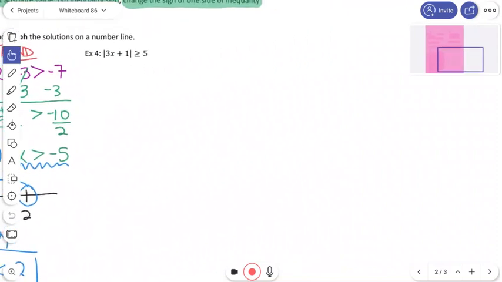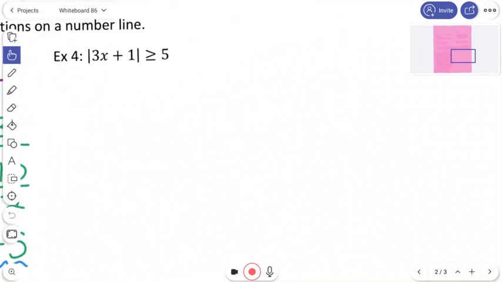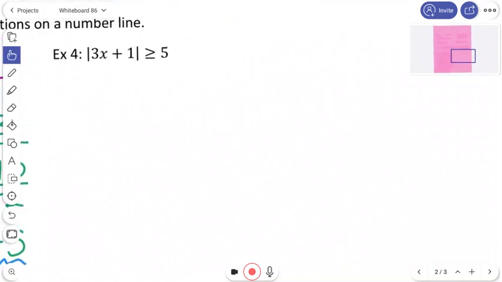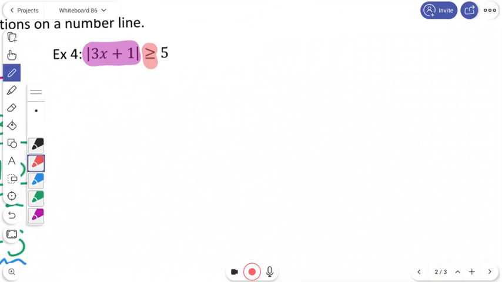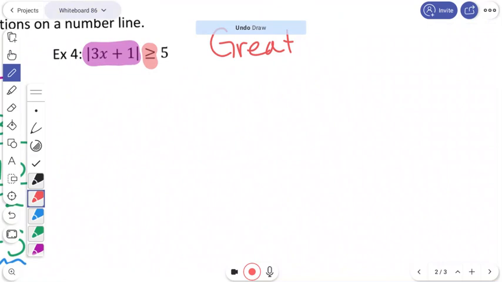We have example 4. It says the absolute value of 3x plus 1 is greater than or equal to 5. So the first thing we have to decide is, is our absolute value expression isolated? Yes, it is. Is this a greater than problem or a less than problem? This is a greater than problem, greater.